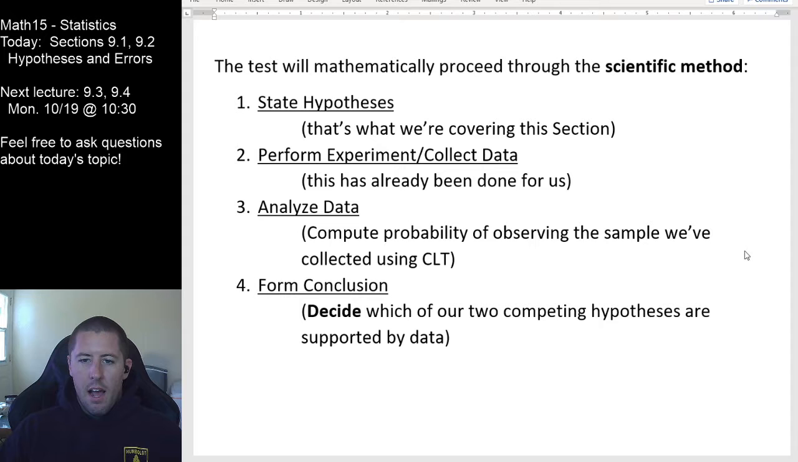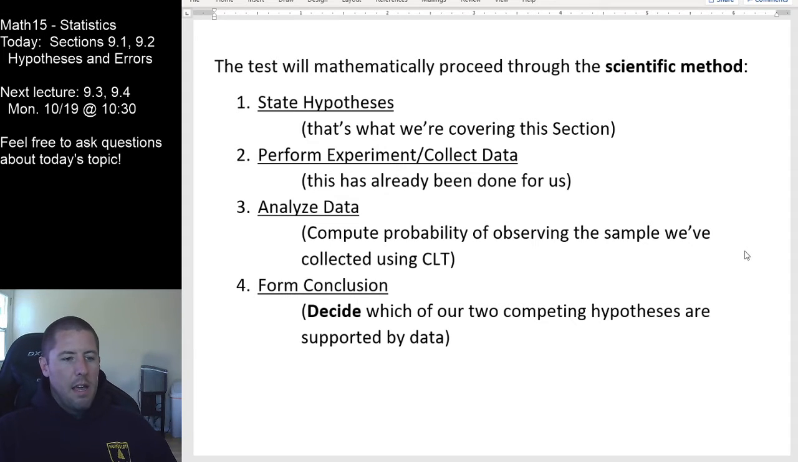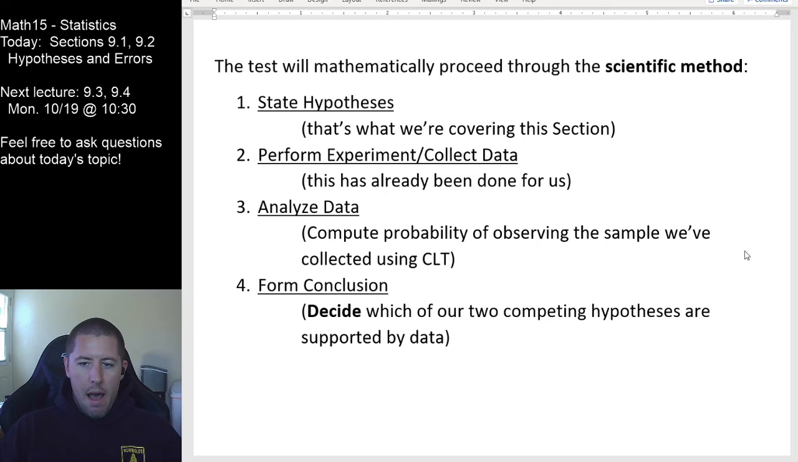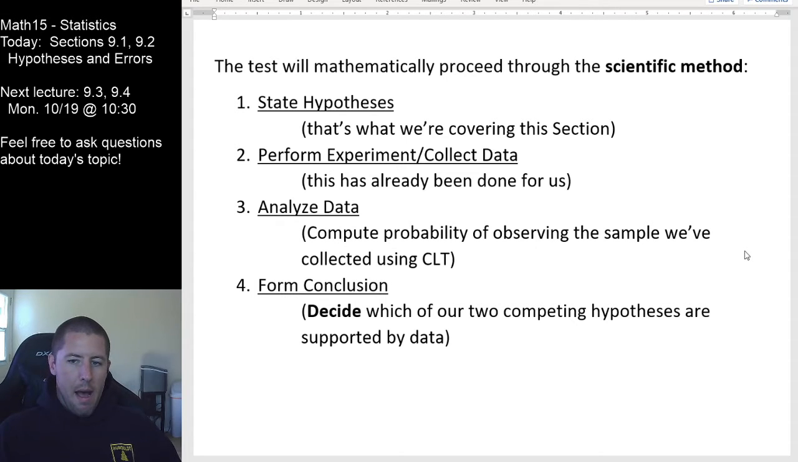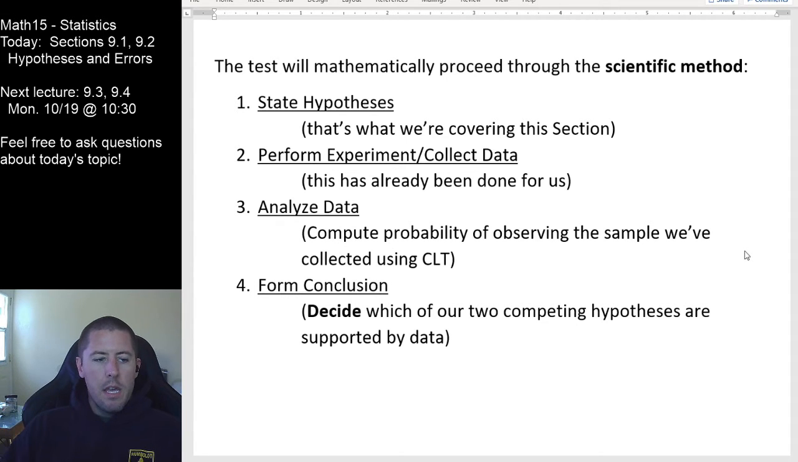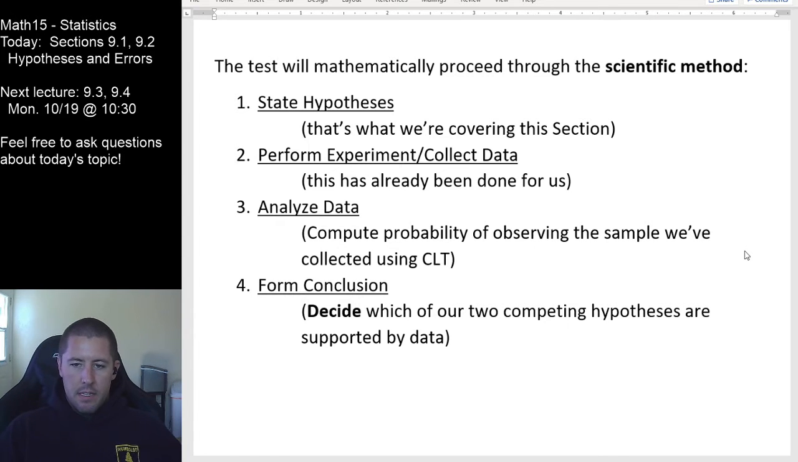The first thing that we need to do is state our hypotheses. That's what we're going to be covering in essentially today's class: we're going to discuss how we form hypotheses, appropriate notation for hypotheses, and the decisions that we make between the two hypotheses. There will always be two hypotheses that come with all of our significance tests.